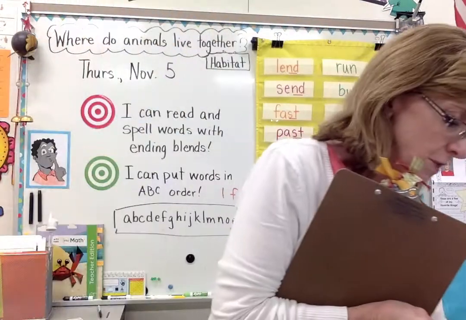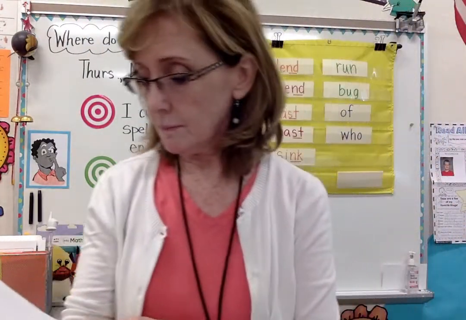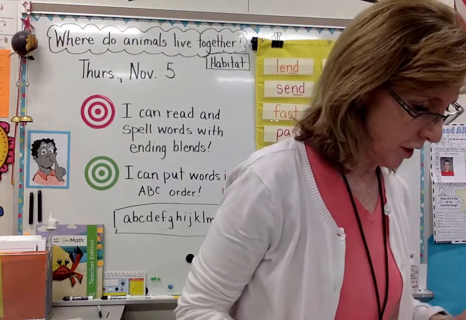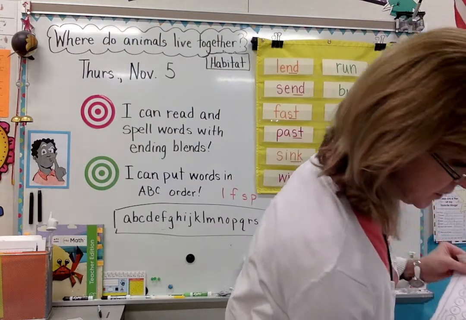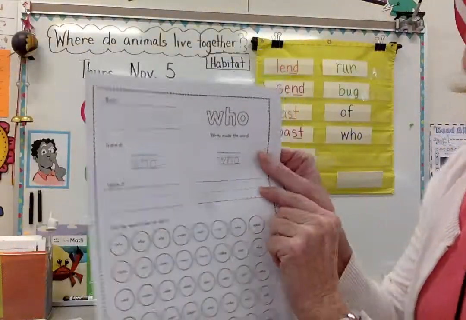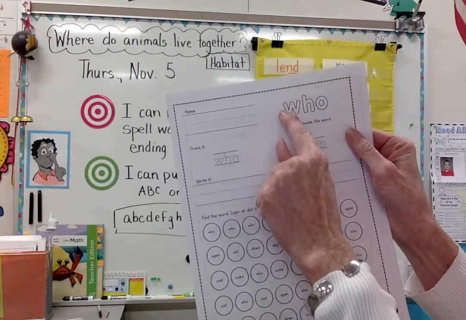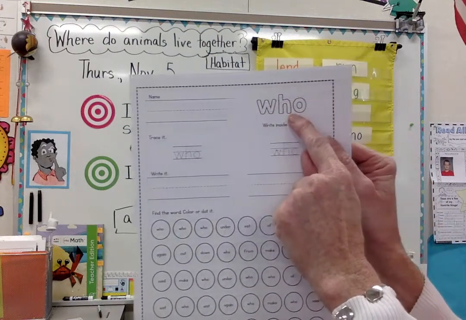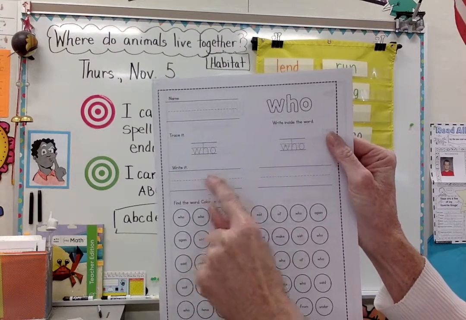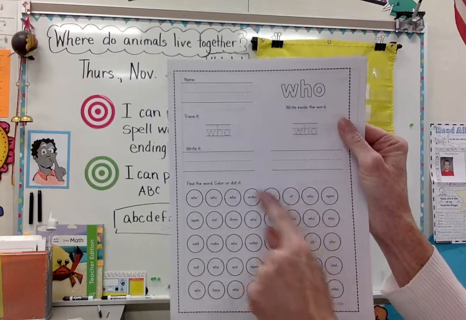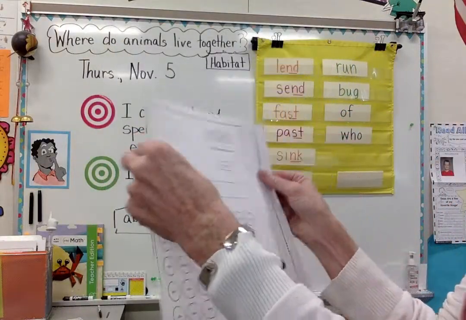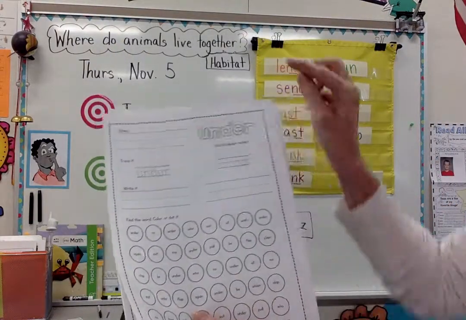Then you actually have 2 more papers that you will need to be working with. And this is just some of our high frequency words that we need to remember. This is a fun paper. I hope you have fun with this paper. You're going to make sure your name is here. You're going to write inside, this is our word that we need to know, and remember, who. You're going to trace it, who, write it, who, and then color in all of the words who that you find.